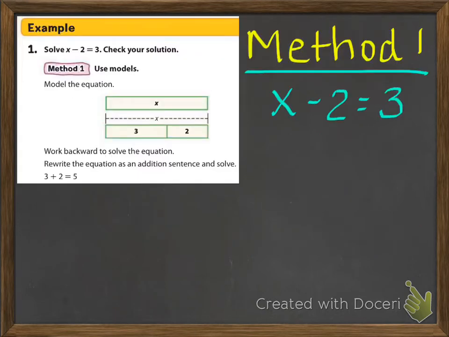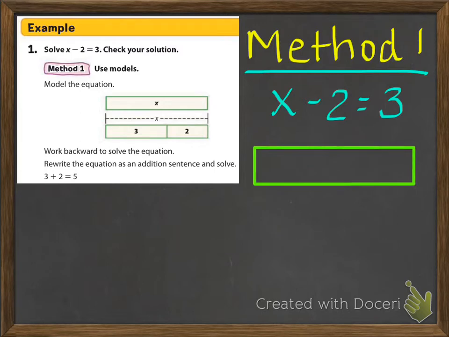Now we're going to go ahead and look at method 2. It says to solve x minus 2 equals 3 and to check your solution. So we're going to be using, and I'm sorry, actually it was method 1. We're going to be using the model. This model is a little different, so you just want to make sure that you pay close attention.